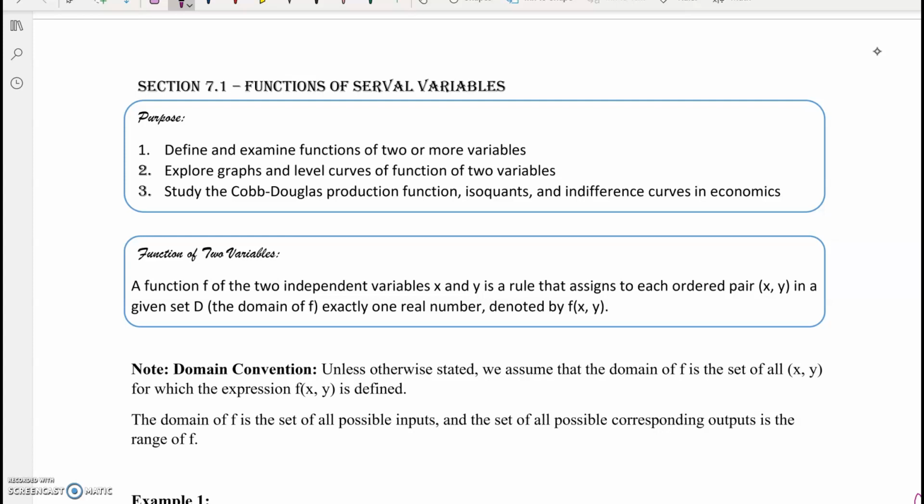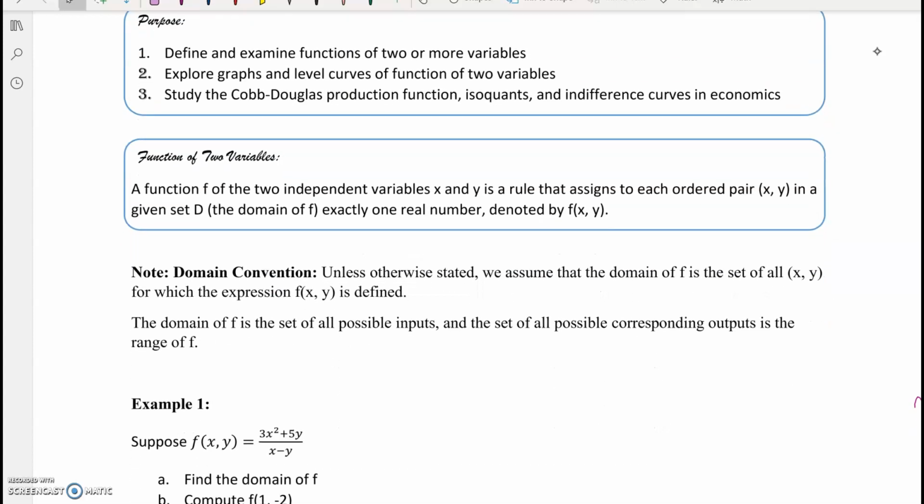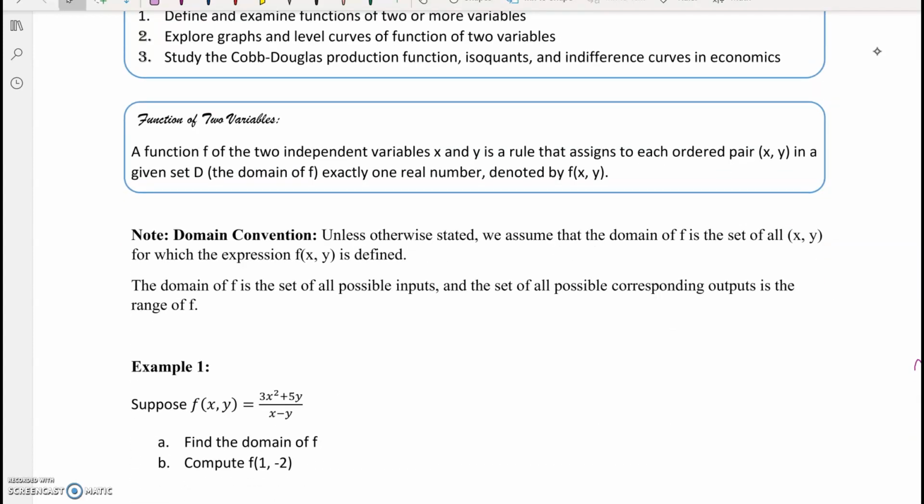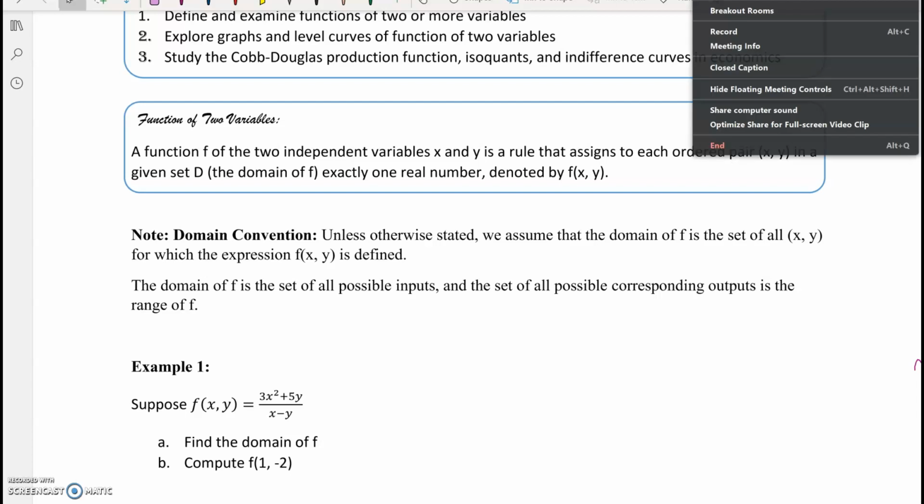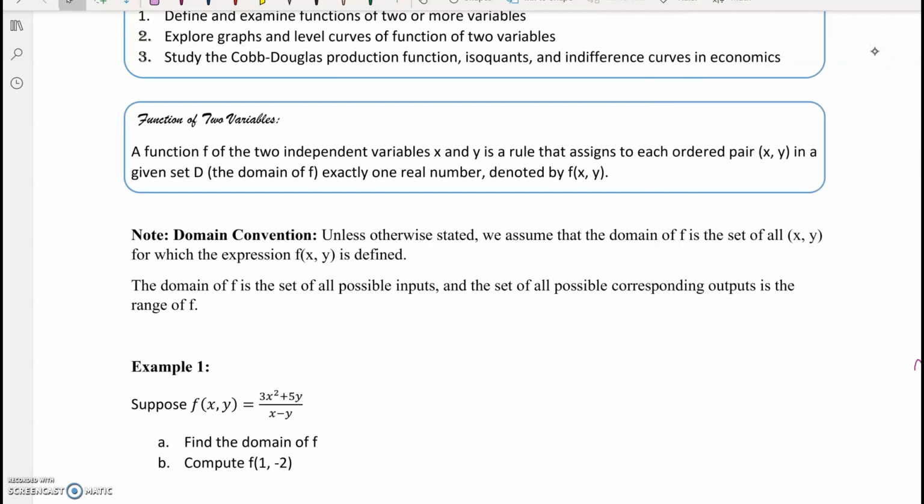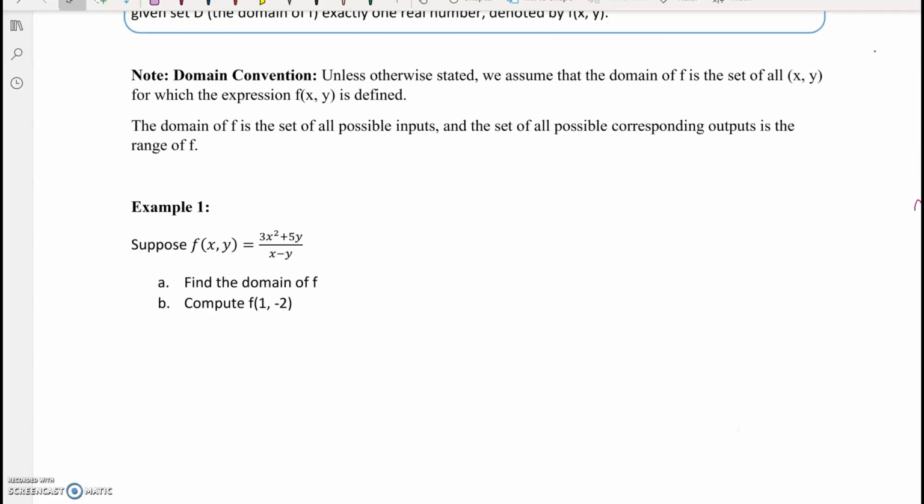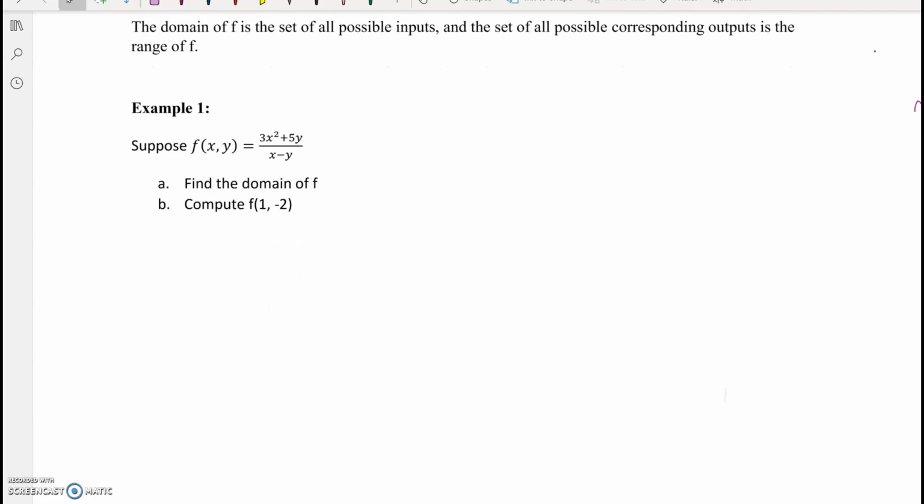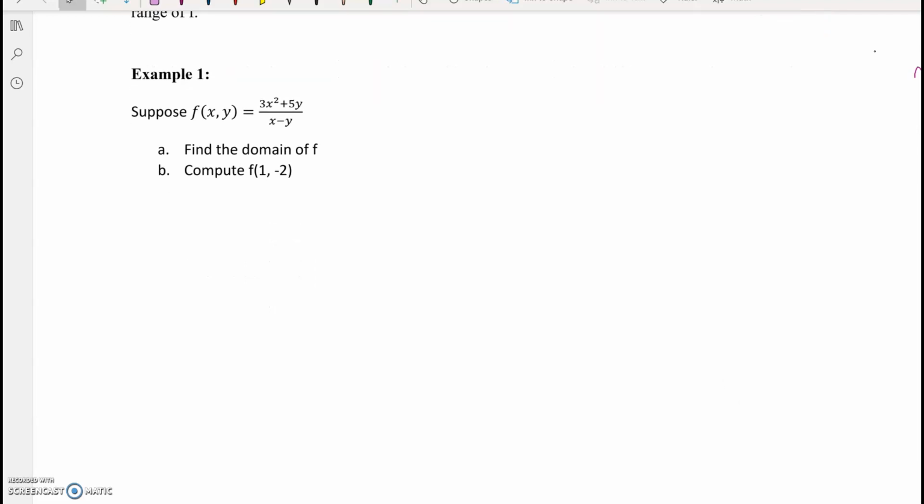Okay. So here the domain, we are going to assume the domain of f is the set of all points x comma y for which the expression f of x comma y is defined. Okay. So example 1: suppose f of x comma y equals 3x squared plus 5y over x minus y. And then we want to find the domain.